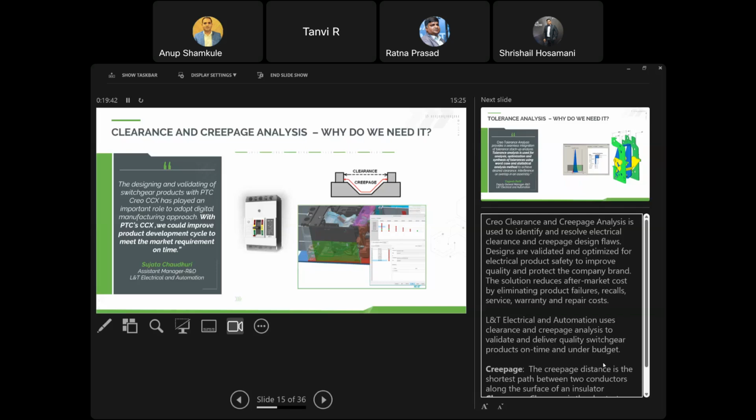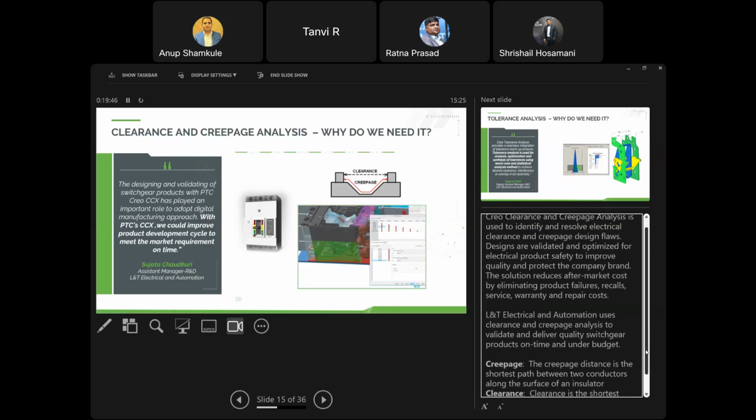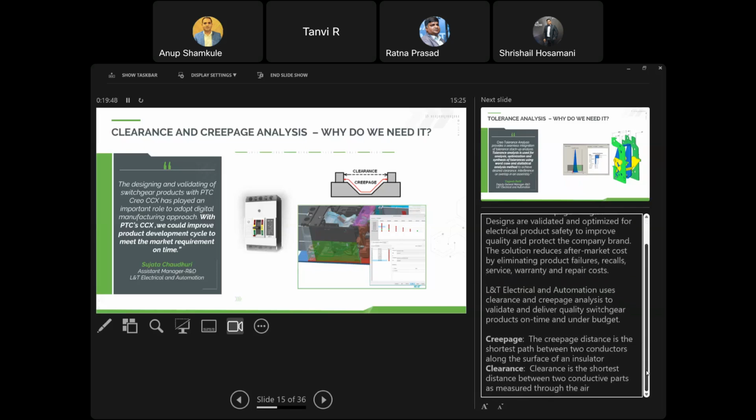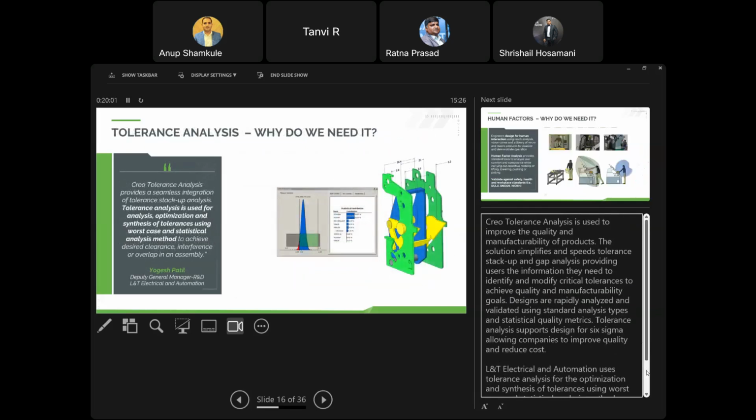Okay, this is also one of the customers, L&T Electrical and Automation, which is using clearance and creepage analysis basically to validate and deliver quality switchgear products on time, and at the same time under budget. Okay, and another analysis solution is Creo tolerance analysis, which is basically used to improve the quality and the manufacturability of products.